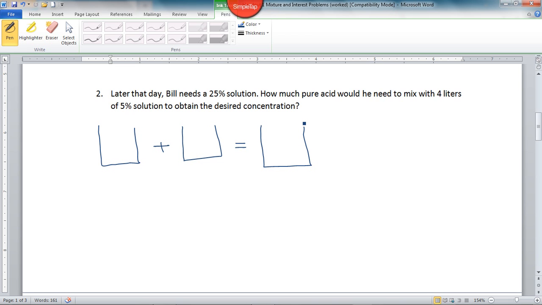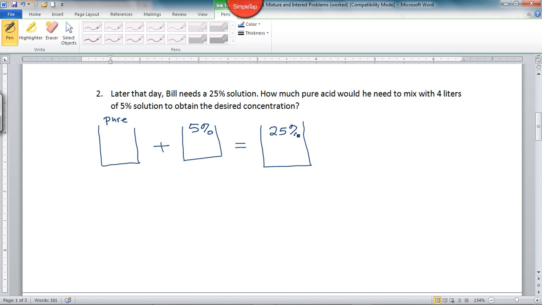All right, now the question becomes, which 2 are we adding together? And you don't want to just jump the gun and start writing 25, 5, because it may not be in that order. Which 2 are we adding together? We're actually adding the pure acid with the 5%. So on this side, we're going to put the pure solution here, and then over on the second part, that's going to be the 5%. And then the mixture is going to come in at 25%.